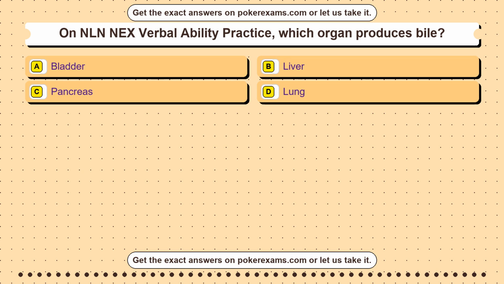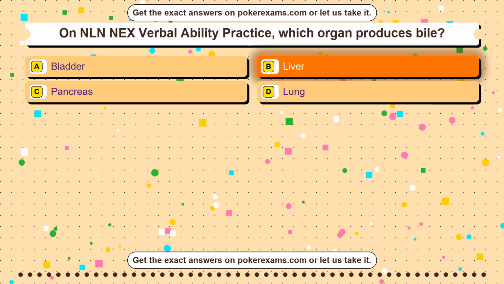Question 24. On GED statistics practice, which conclusion is strongest after reading a data table? Option A. One ignoring units. Option B. One supported by the numbers. Option C. One based on a guess. Option D. One using no labels. The correct answer is option B.